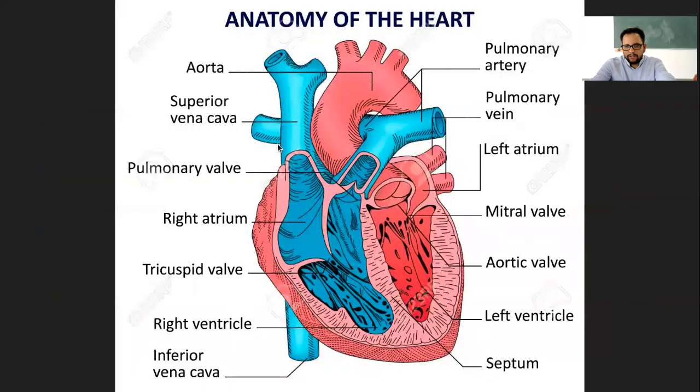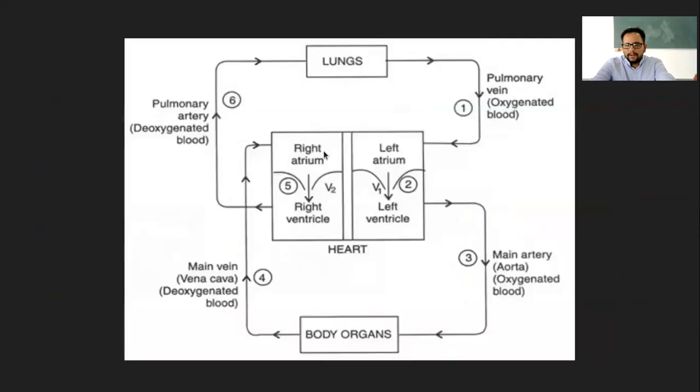I will just show you this diagram here. So you see here it is right atrium, left atrium. These both are relatively smaller in size, and they are fed with these veins which are supplying the blood to the right atrium.